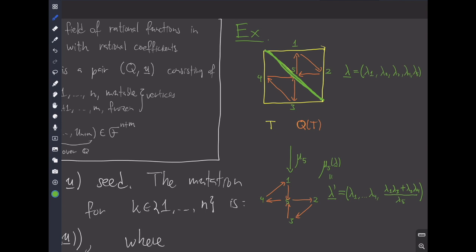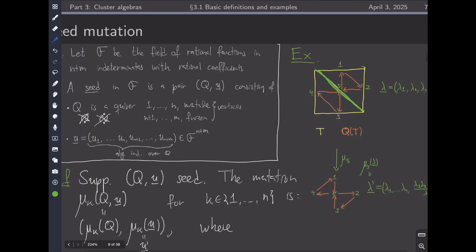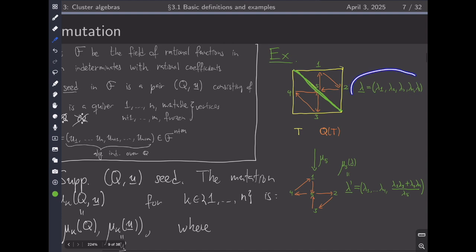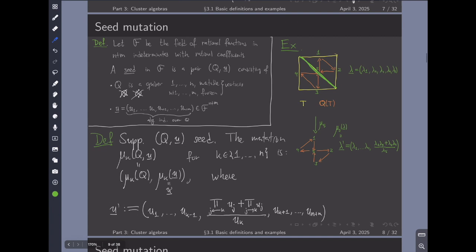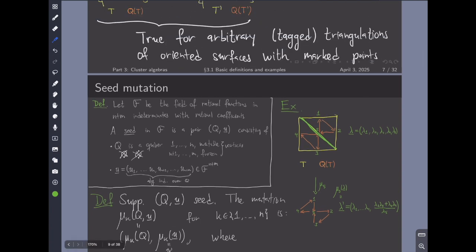This is precisely, these are variables. These are rational functions, right? But somehow the effect of mutation seems to be precisely to obtain the expression for the new lambda length for the other diagonal. That's actually what happens. That's always the case for arbitrary surfaces with marked points.